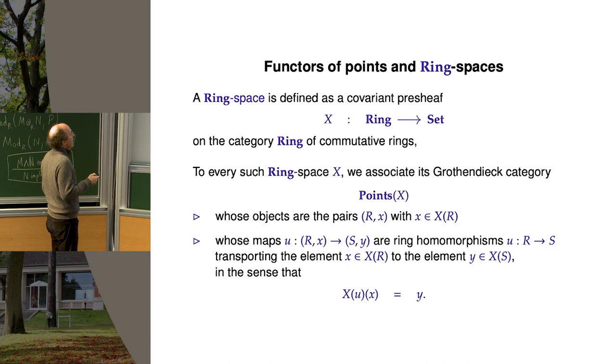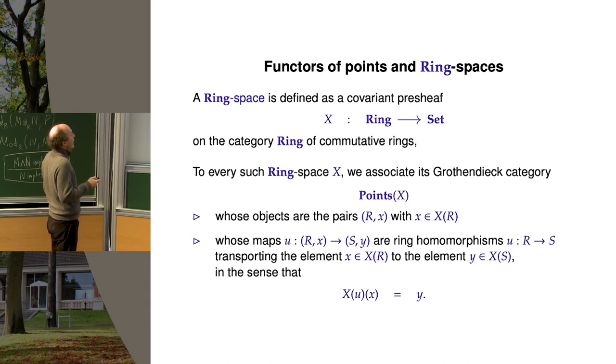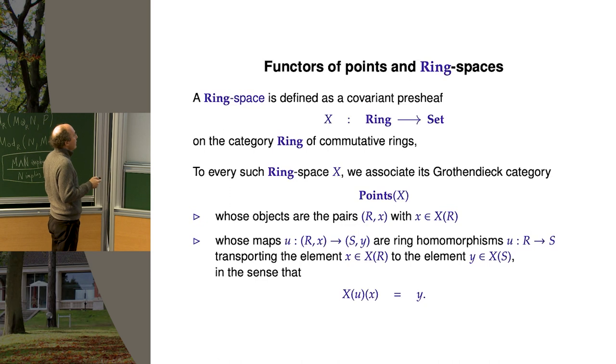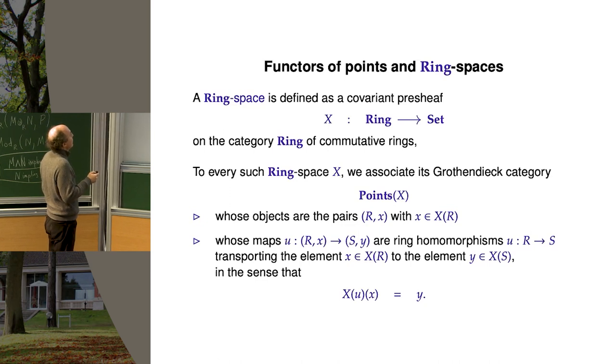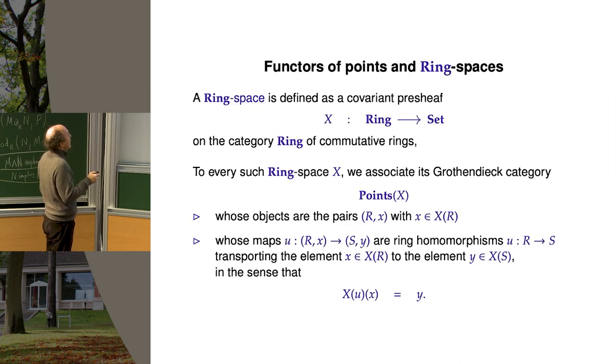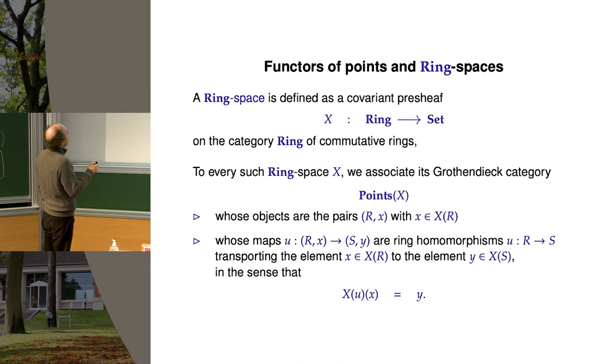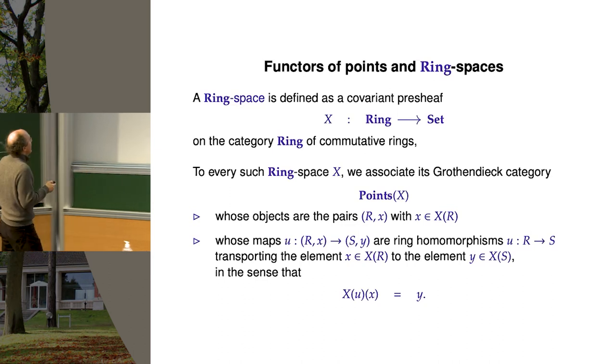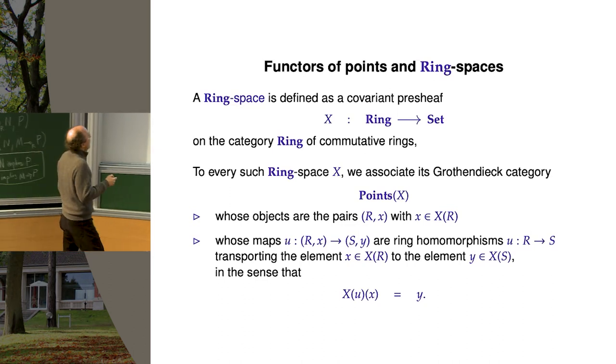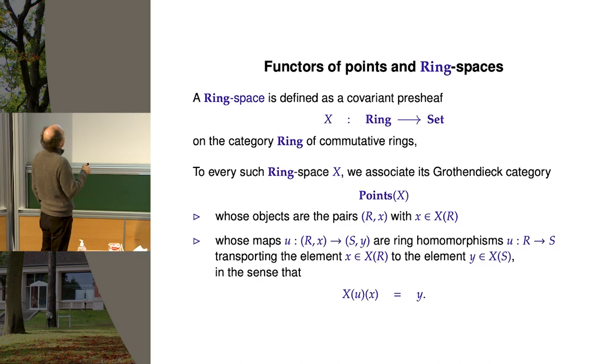They are the pairs Rx, where x is an element of that set, which is the image of the ring R into Set, okay? Seen from that point of view, the presheaf transports any ring R to the set of R-points, points of that specific shape R. And the maps are the ring homomorphisms, I mean, the maps from Rx to Sy.